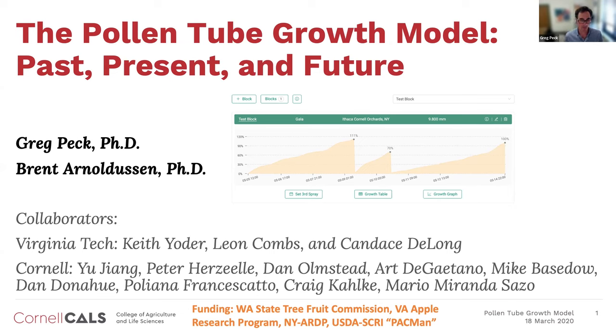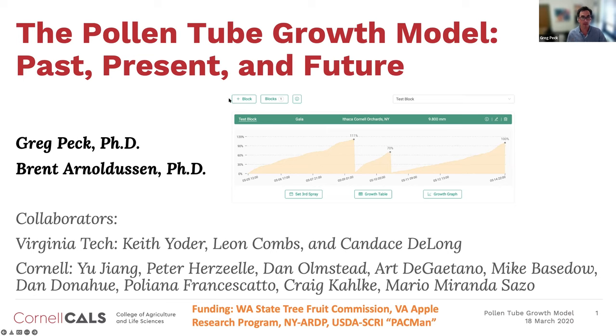We've gotten a lot of funding from Washington State for this project, especially in the early years. They do a lot of bloom thinning out there, and it was really important to them. That also will inform you about the varieties that we have in the model right now, which were the ones that were important to them at the time. But also funding from the Virginia apple growers, the New York apple growers, and a fairly new USDA Specialty Crop Research Initiative project headed by Terence called PAC-MAN, Precision Apple Crop Management. So clever name on that one.